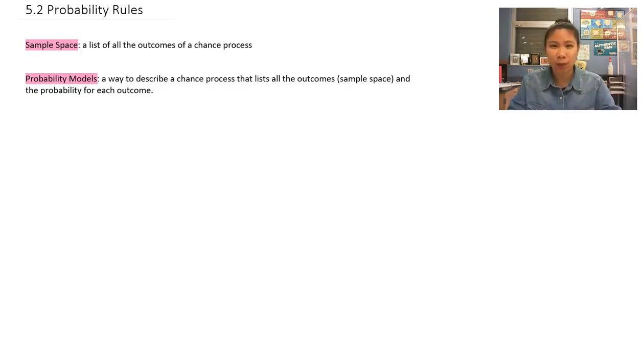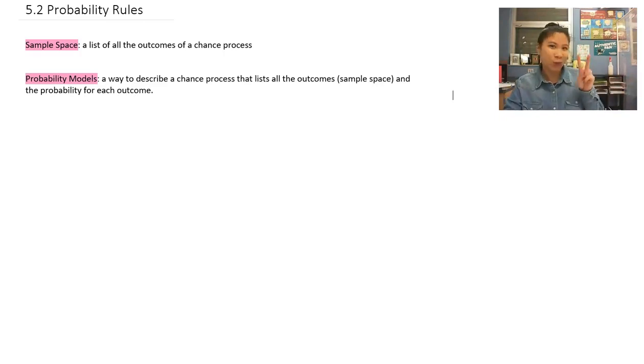So for any chance process, flipping a coin, rolling a die, anything, a sample space is just a list of all the outcomes. So if you're rolling a die, that would just be the list 1, 2, 3, 4, 5, 6. If you're flipping a coin, it would be the list heads or tails.